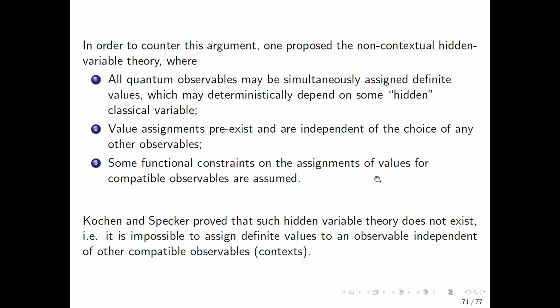So then you can try to propose some hidden variable theory whereby it is non-contextual. What do I mean by that? Basically, it means that there is one hidden variable that you cannot reveal, you cannot measure, but because of this hidden variable, it accounts for the probability aspect of quantum theory, and you can also simultaneously assign some values to whatever observables that you have.